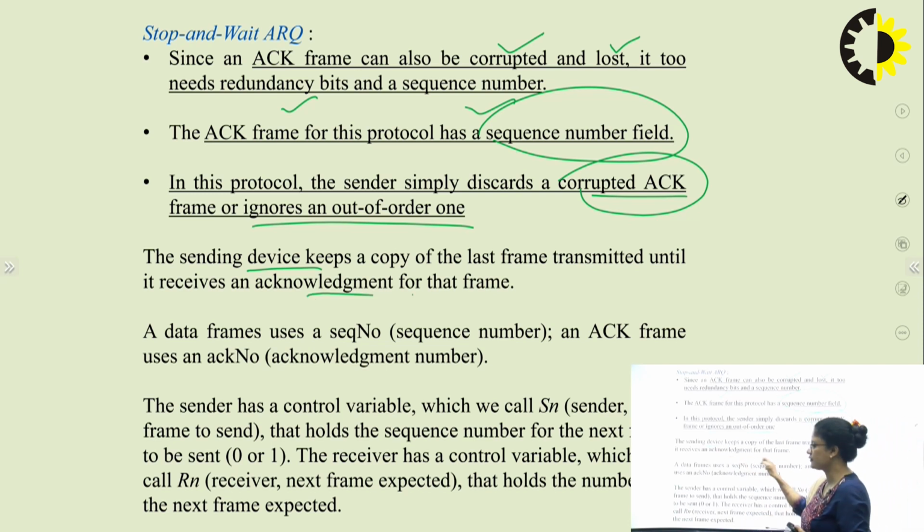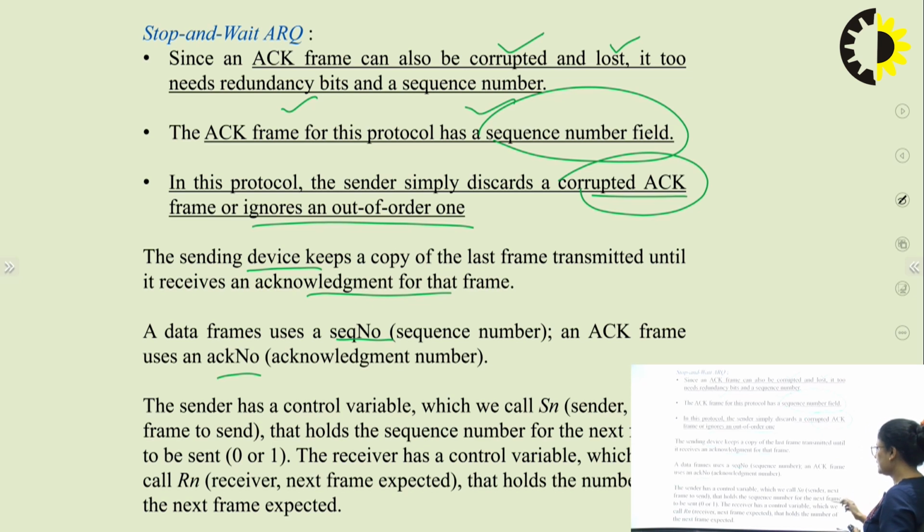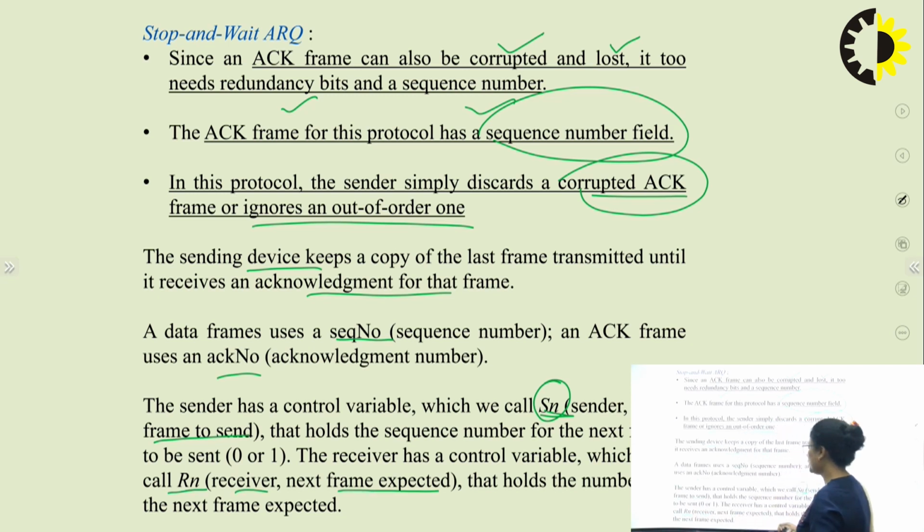It waits for the acknowledgement, only then does it discard, and we use sequence number and acknowledgement number at the sender's end and at the receiver's end. This sequence number, we name it SN at the sender's end. SN will be pointing to the next frame that is to be transmitted, and at the receiver's end, we call it RN. It is pointing to the next frame that is expected at the receiver's end, and it will hold the number of the next frame that is expected, and SN holds the sequence number of the next frame that is to be transmitted.